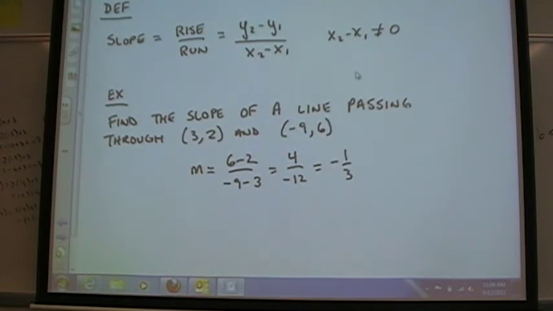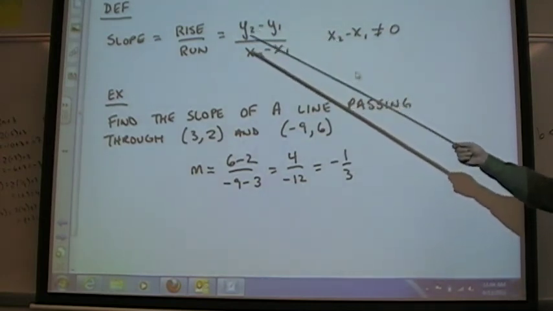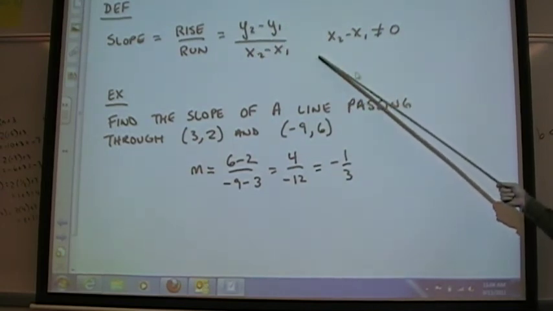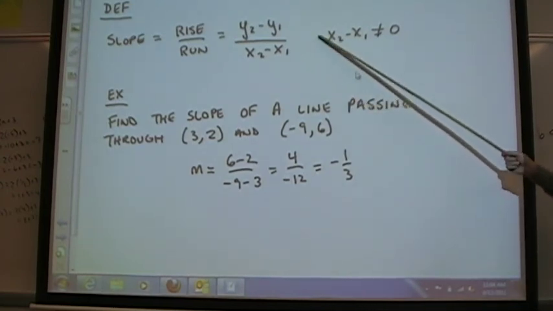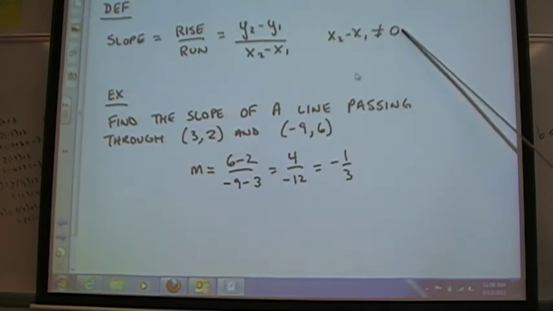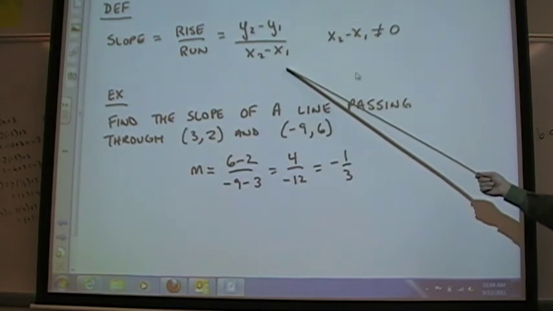All right, so this formula is how you would calculate slope. Difference of the y's divided by difference of the x's. And from restrictions, when we did restrictions a couple of days ago, you know that x2 minus x1 cannot equal 0. If x2 minus x1 equals 0, you get an undefined slope.